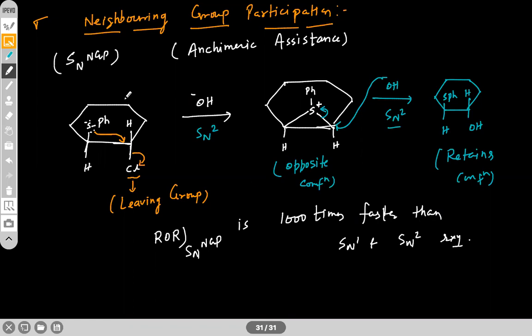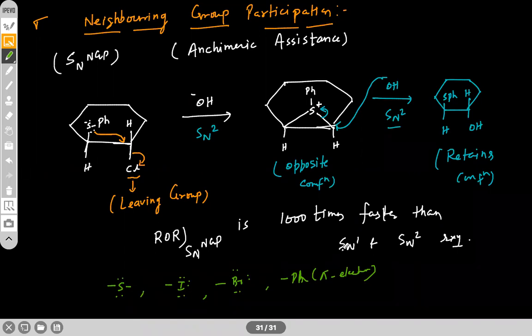Now, the groups that show SNNGP reaction: I have given you sulfur. If sulfur is present, then it is possible. If iodine is there, SNNGP is possible. If bromine is there, SNNGP is possible. We need a lone pair. Even for phenyl it is possible, because its pi electrons can react. Pi electrons may take part in the reaction. So this is SNNGP. It is not very important, but yes, on the basis of rate they can ask you some question, plus configuration-based questions they may ask.